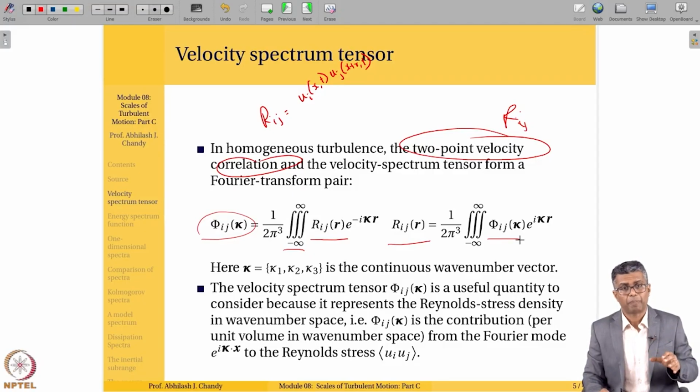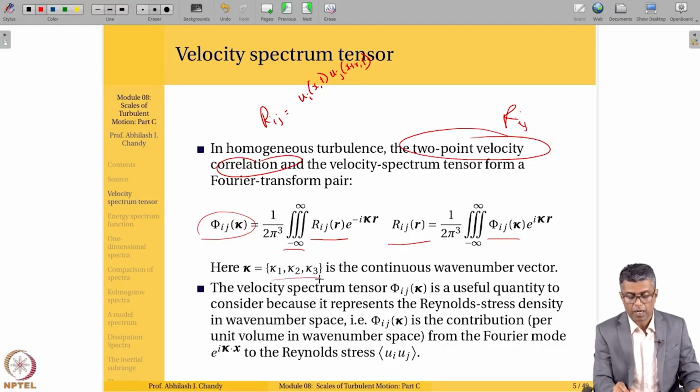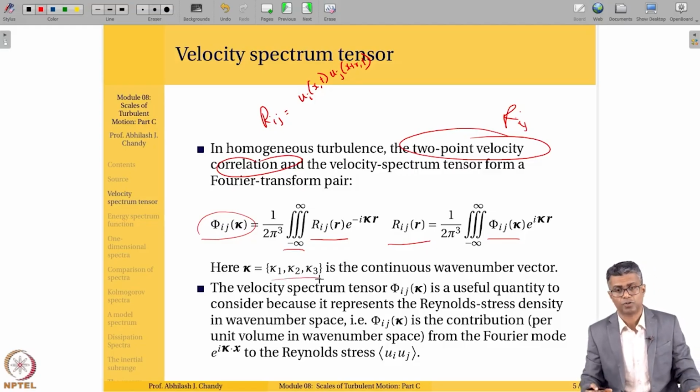As you know, kappa is a wave number vector given by kappa 1, kappa 2, kappa 3. It's a continuous wave number vector. And r is the lag or lead between the 2 points.